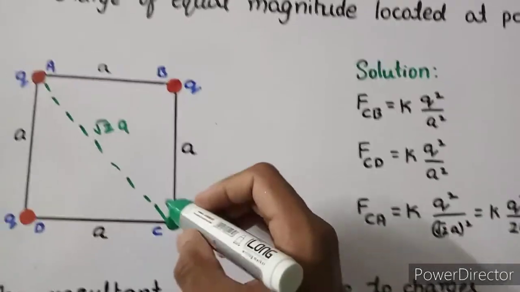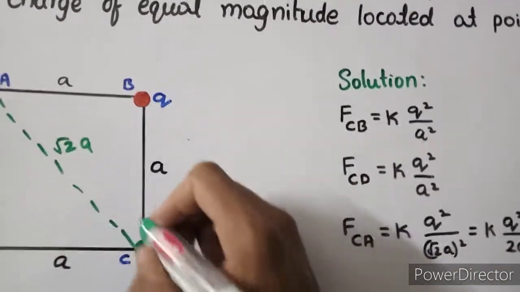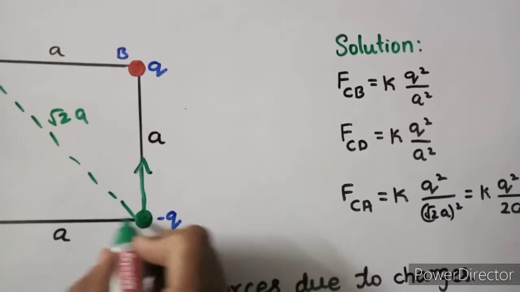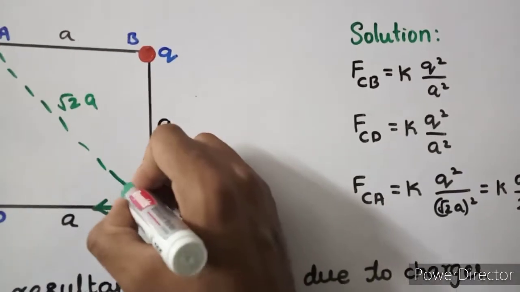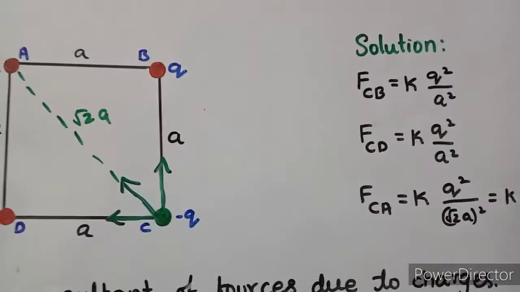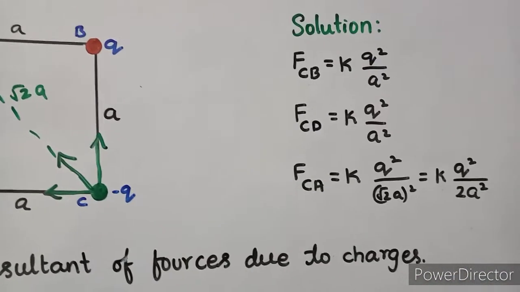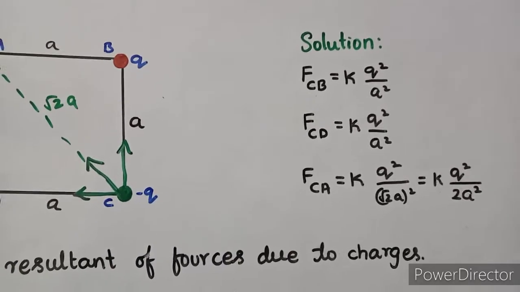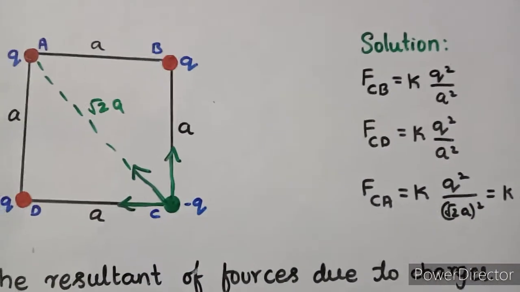Now I have found the force due to B, the force due to A and the force due to D. The force due to B on this charge will be in this direction. The force due to D on this charge will be in this direction, because these two are opposite charges, so the force is attractive, and the force due to the charge at A will be in this direction. Now I can't directly add these forces, because you can only add or subtract forces if they are acting along a line, but here the forces are acting in different directions.